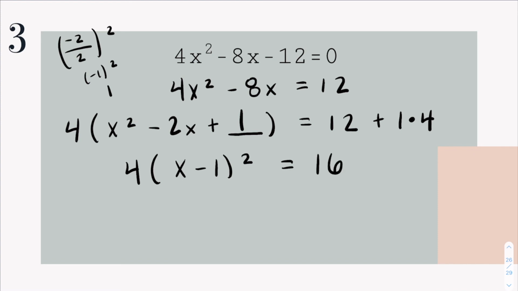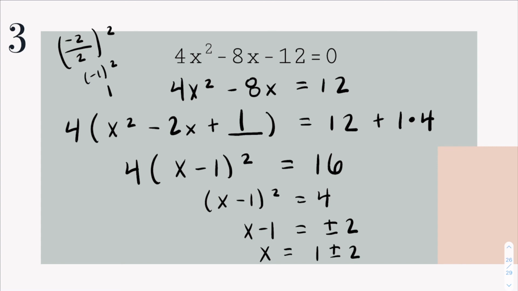And now we can begin solving for x. So we're going to start by dividing 4 from both sides. Then we take the square root of both sides. And then we add 1 to both sides. We notice here we're left with rational roots, so let's go ahead and simplify. x plus 2 is 3, and x minus 2 is -1. So our solutions here are 3, -1.